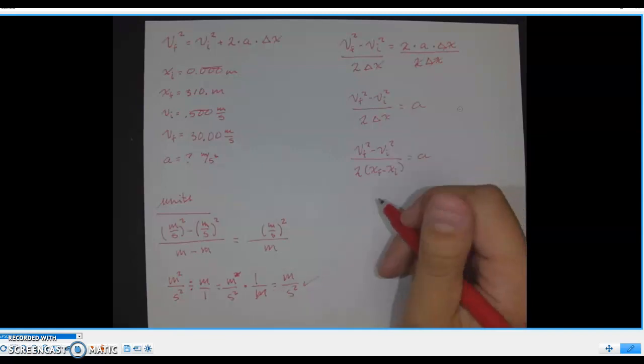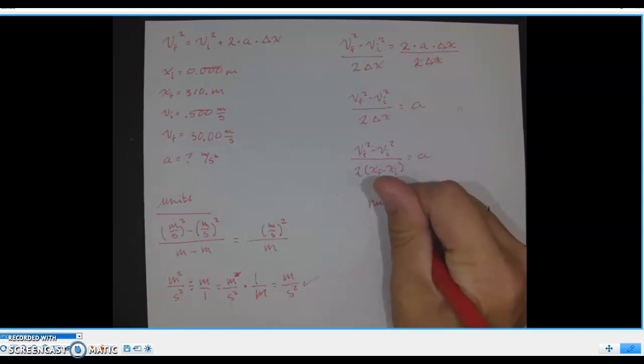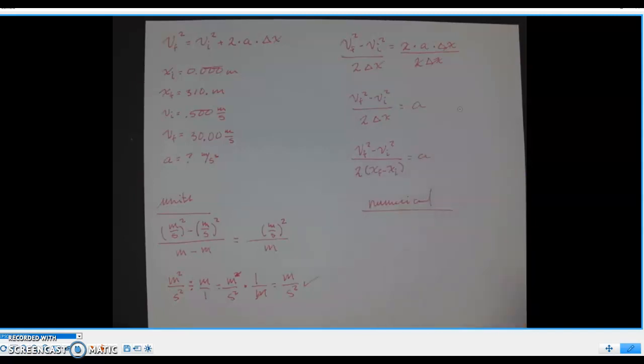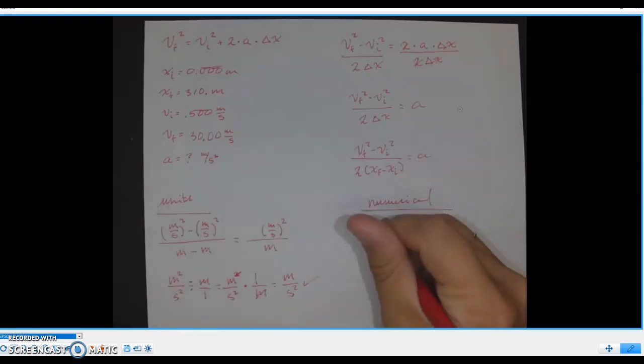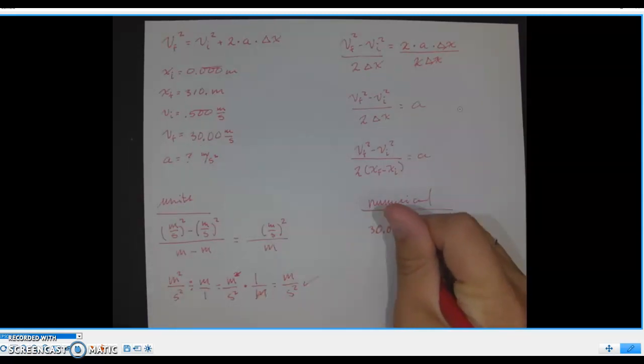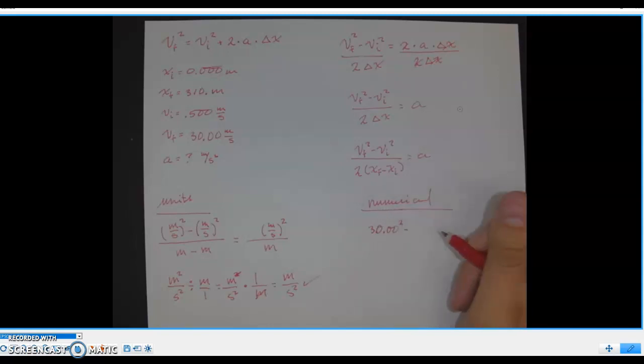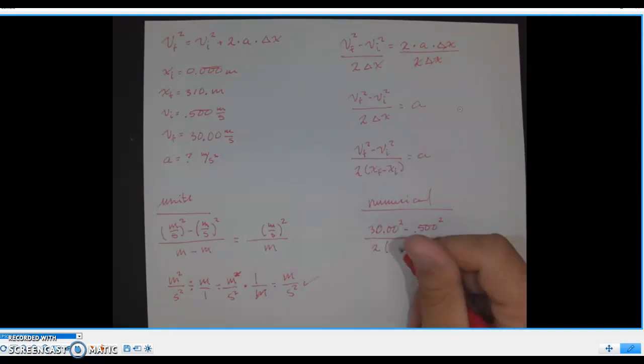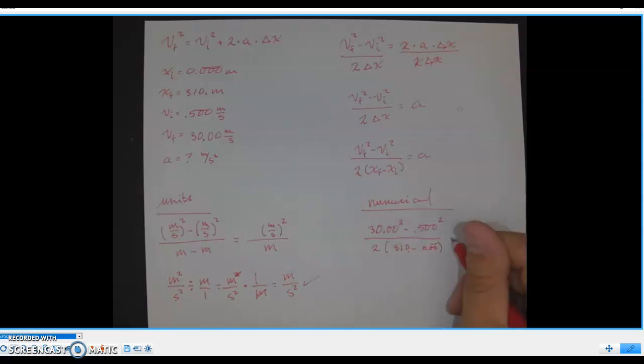Now that I've done my units, I can do a numerical analysis, which is simply plugging in the numbers. Velocity final is 30 meters per second squared minus initial, velocity initial was 0.5 meters per second squared, divide that by 2, multiplied by x final minus initial, which is just 0.